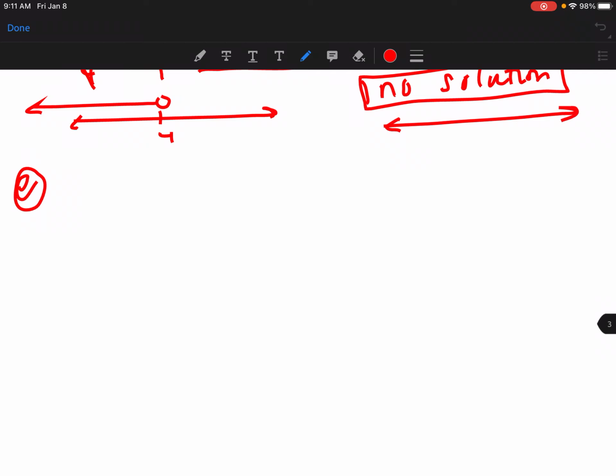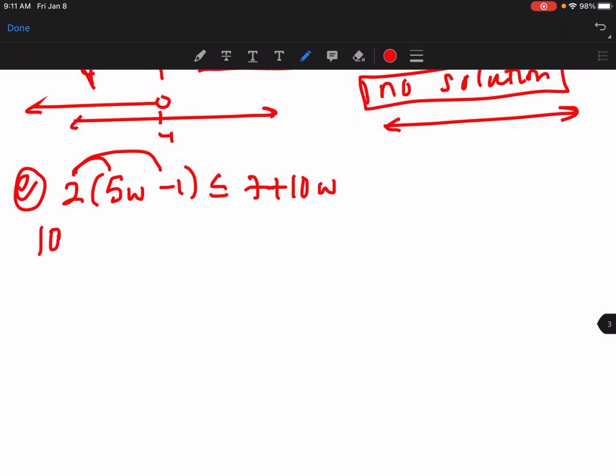All right, what if I have 2 times 5w minus 1 is less than or equal to 7 plus 10w. Again, we're going to go ahead and distribute the 2 into my 2 terms in my parentheses. 2 times 5w gives me 10w minus 2 is less than or equal to 7 plus 10w. You can move your number first, you can move your variable first, it does not matter. We're going to go ahead and subtract 10w from both sides.